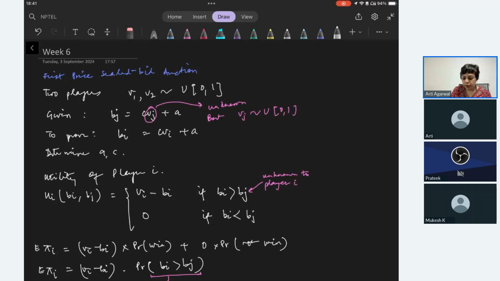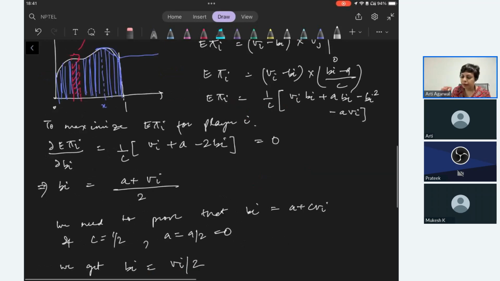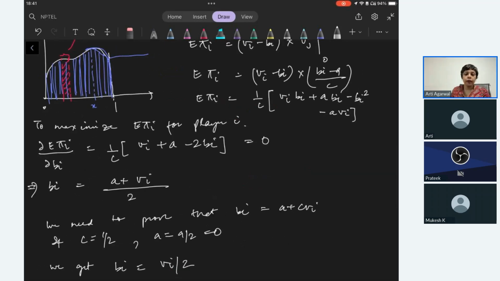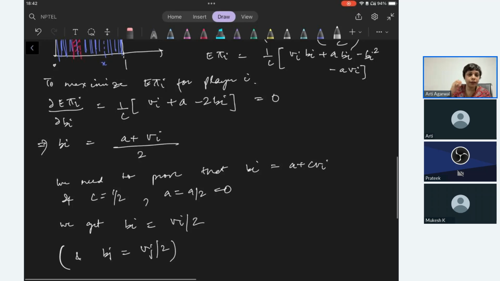That is why, in the end, the function we get is a quadratic function in Bi. That is how it is characterized mathematically: on the one hand you want to increase Bi, on the other hand you want to decrease it. So there must be some value at which the whole game is optimized for you, and that value is what we have calculated as Vi by 2. At Vi by 2, the strategy is most optimal for you, and that is one of your best responses given the other person's strategy.